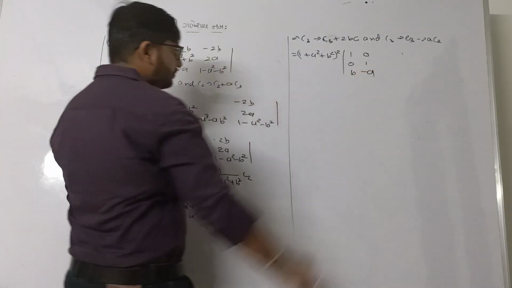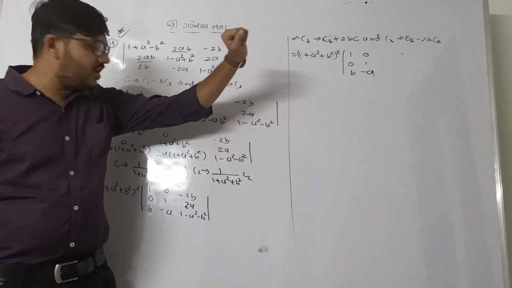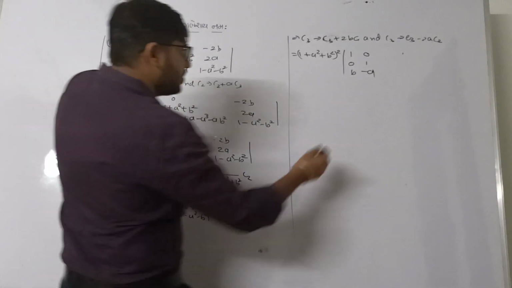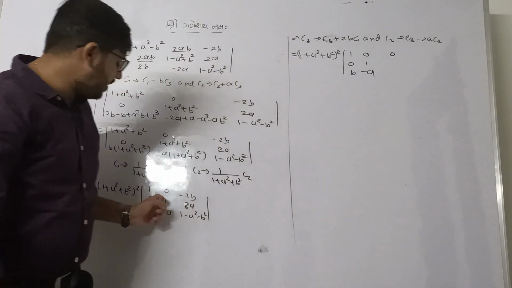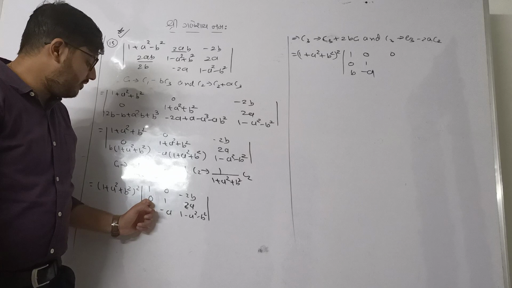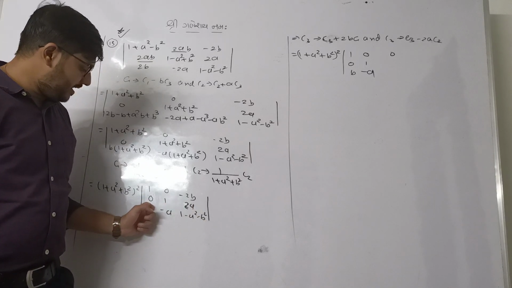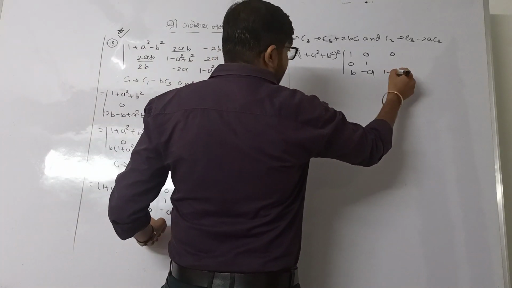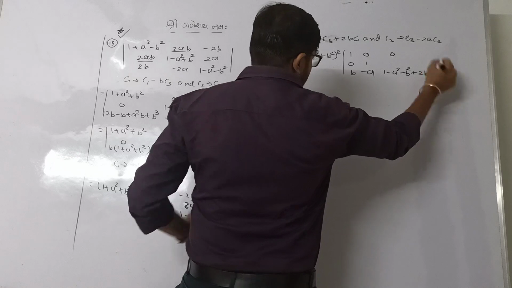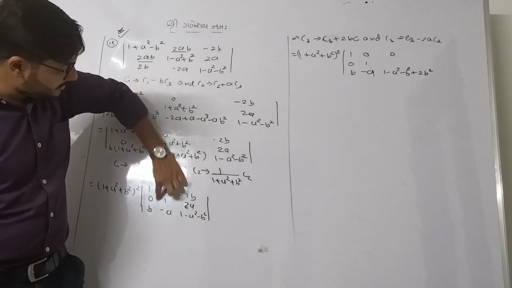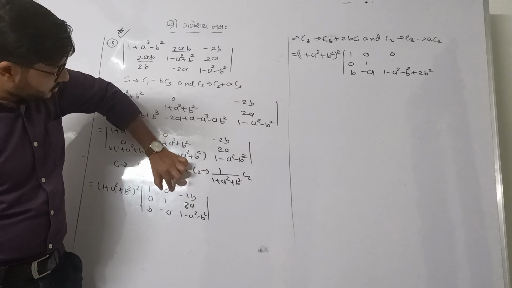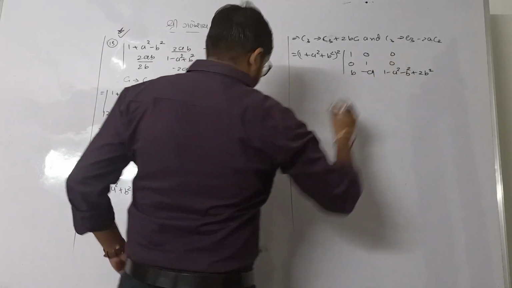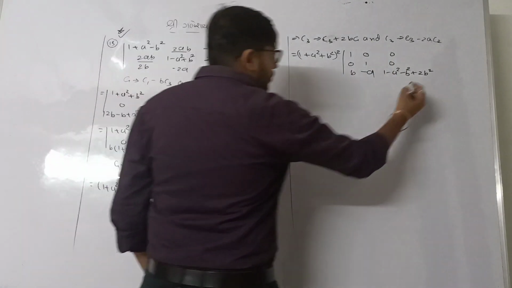Now just check. As you multiply the first column with twice b, twice b plus minus 2b, so this element will become 0. Now here 0, so this element will not have any effect on this element, right? And when you multiply this with 2b, we'll get 2b square. So here we'll have 1 minus a square minus b square plus 2b square. And now similarly multiply this column with 2a. So 0, there is no effect on this element. Here minus 2a plus 2a becomes 0. And here minus minus plus 2a square.